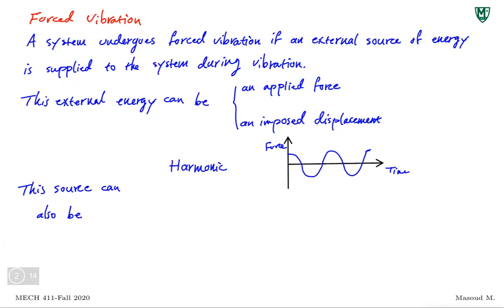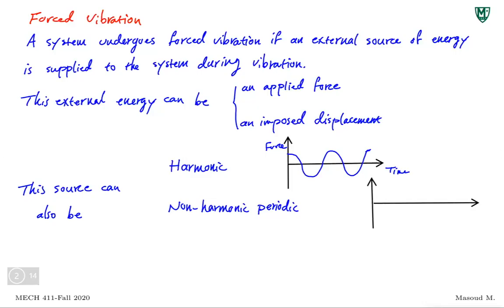Example. It can be non-harmonic. And this non-harmonic can either be periodic or non-periodic. Let me just separate them. So let's say non-harmonic periodic. I can just put them in different categories. So it's not a sine or cosine function, the force that is being applied to the system, but it's still periodic. Right? What do I mean by that?